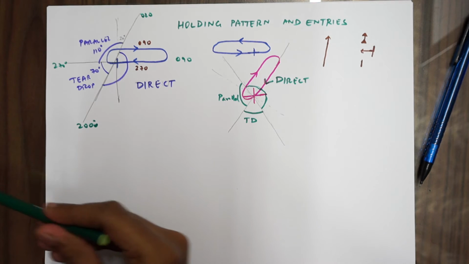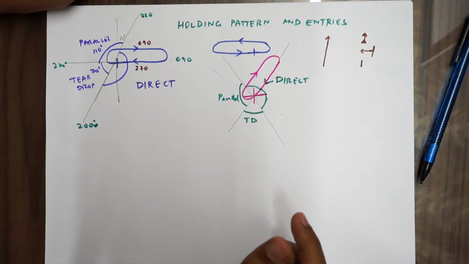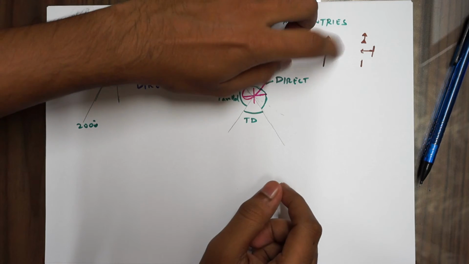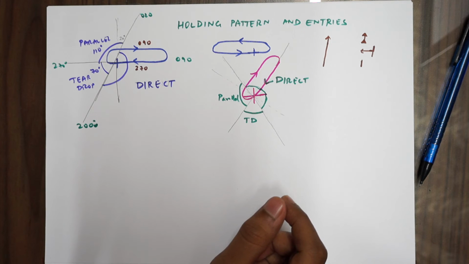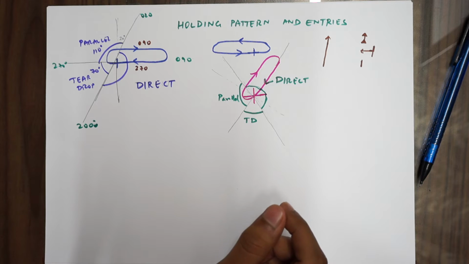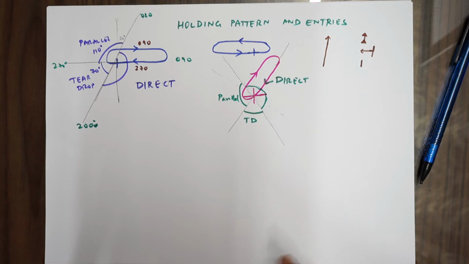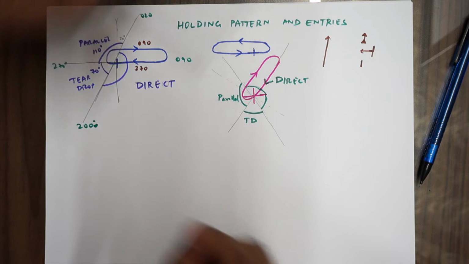Alright, so it's very important to know in which sector you are, and that will be known from the tail of the needle, which radial you are. And if you've not really gone through that radial interception video, go through it. You will get to know more in detail about how to know your radial. Okay, so now let us start discussing the different types of entry patterns.